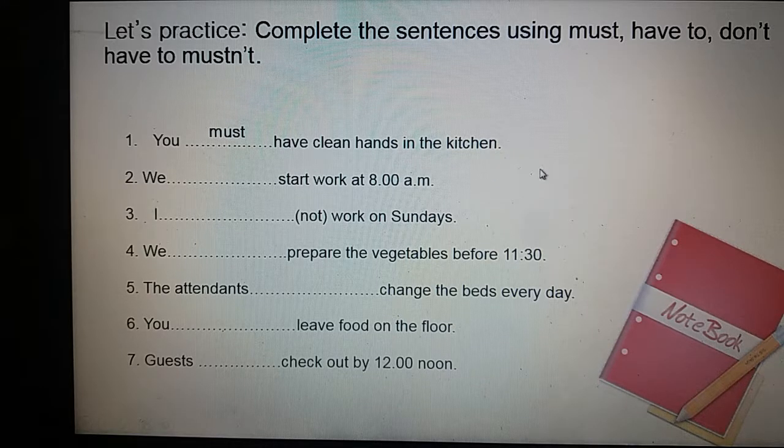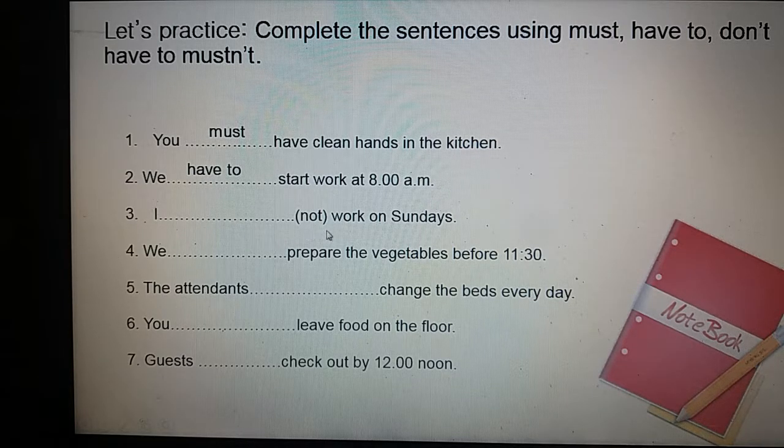Okay? Next, it says, we start work at 8. Comenzar el trabajo a las 8. What do you think? Is it an obligation? Is it something important? Is this for prohibition? What do you think? It's an obligation. Your obligation is to start work at 8. So, yes, we have to start work at 8.